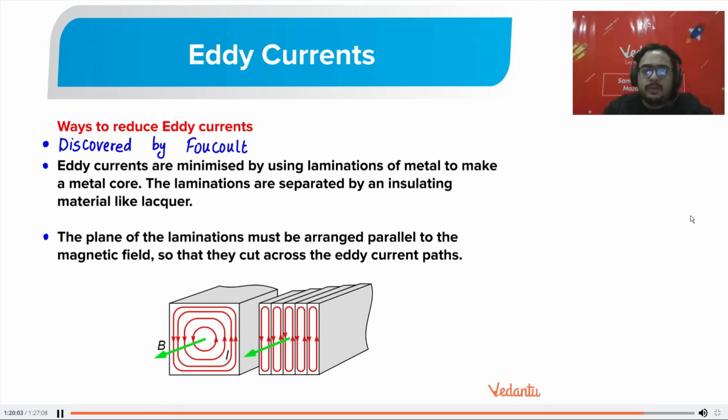Mostly it has been removed also from the syllabus. Okay. So first thing you should remember, it was invented by Foucault. This is the name of the scientist who invented it. They are minimized by laminations, metallic core. Laminations are separated by insulating material like lacquer. This is a kind of material which basically separates them. बेटा एग्जांपल आपके सामने दिया हुआ है lacquer, or you can use any other non-metallic substance. If you don't minimize it, there will be more heat loss.